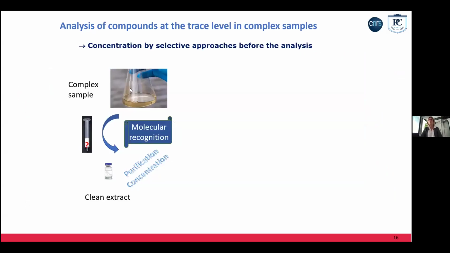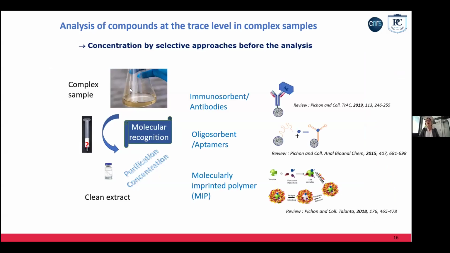So for this, we play on molecular recognition. That means that we can use antibodies that can be immobilized onto a solid sorbent. If antibodies are able to recognize only target compounds, I will not have other compounds in my extract. I can do the same using oligosorbents, and I will explain what an oligosorbent is, but also molecularly imprinted polymers.